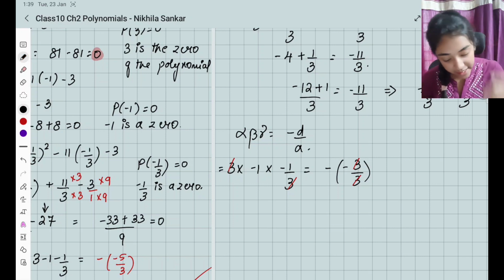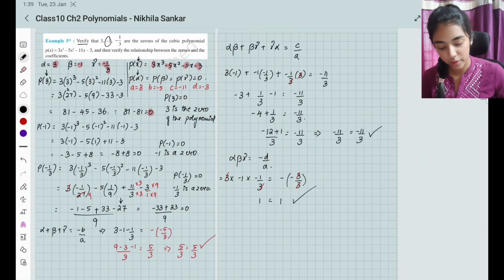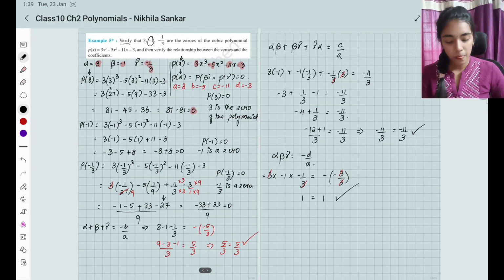So on the left hand side, I have minus into minus plus. So 1 equals, here also minus into minus becomes 1. So this is also verified. Okay. Please copy. So with this we are done with the example questions. Let's move on to exercise.